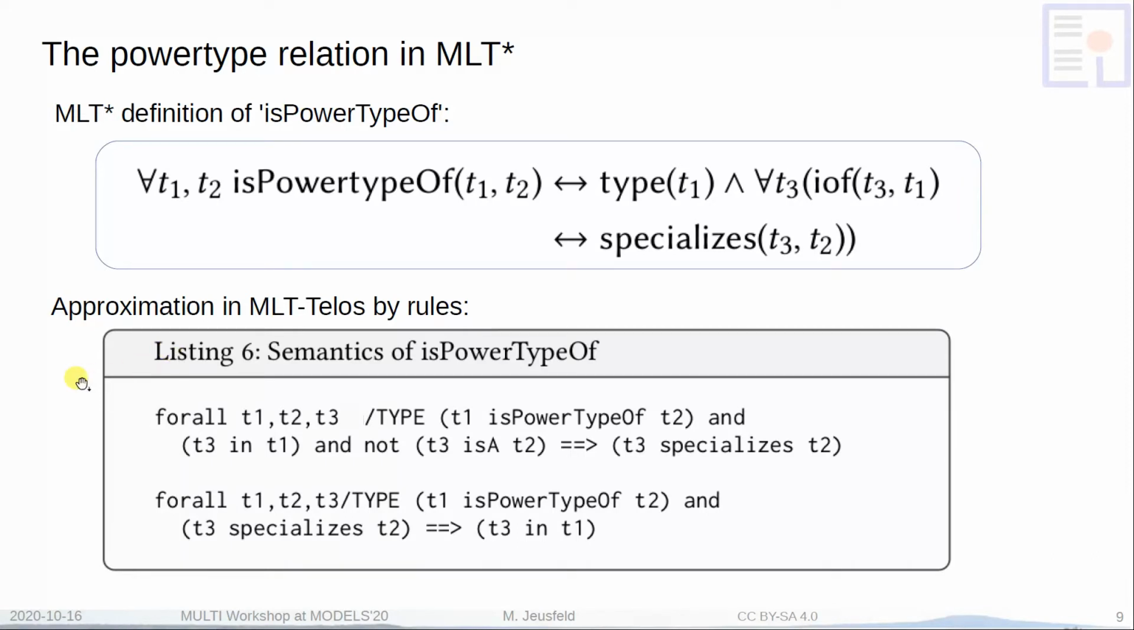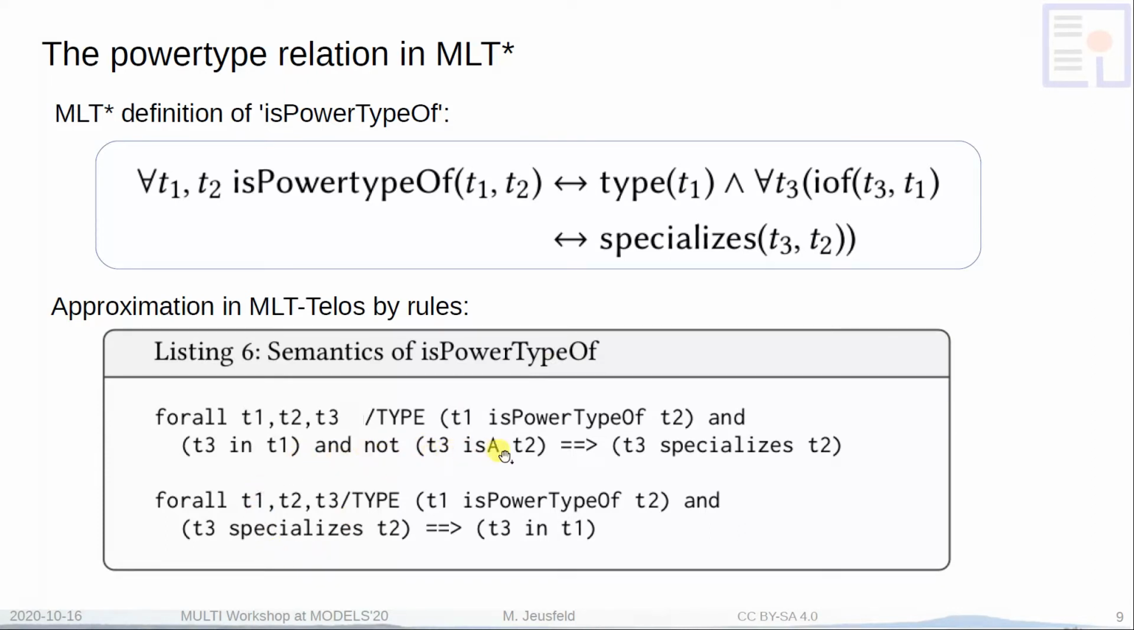In MLT-Telos, we only have deductive rules. So if we want to have both directions, then we have to have several deductive rules. So here is the semantics of this power type in MLT-Telos. Whenever you have these three types, and T1 is a power type of T2, and T3 is in T1, so in has the same intended meaning as the IOF instance of in MLT star.